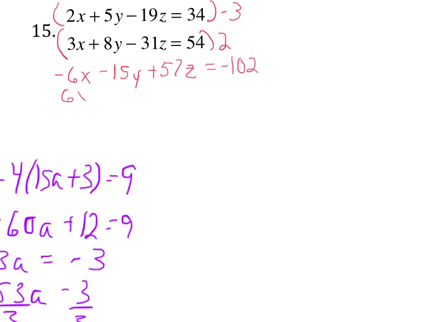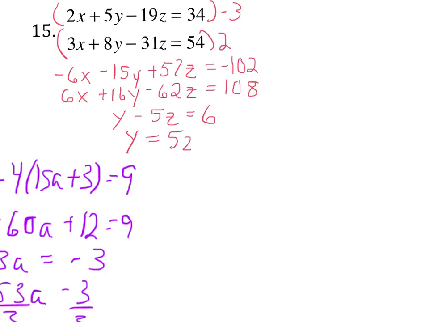and 6x plus 16y minus 62z equals 108. So adding these together, we will get y minus 5z equals 6. So y equals 5z plus 6. We're going to let z equal a. So y equals 5a plus 6.